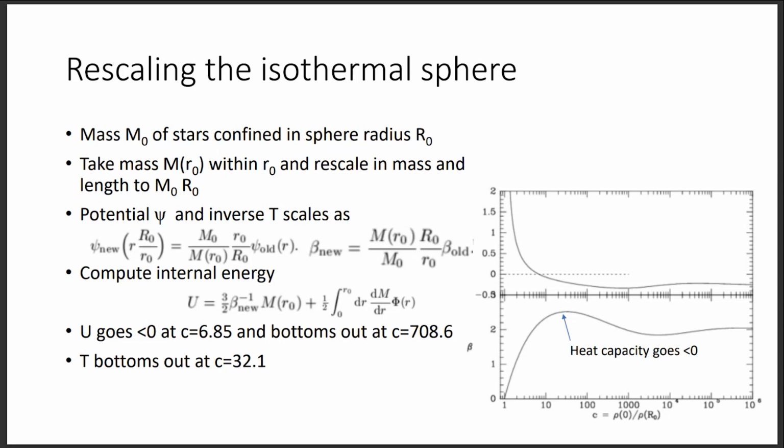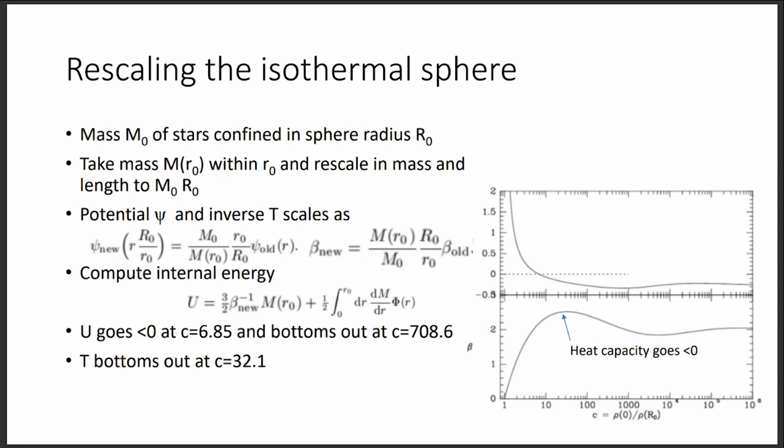So what happens when you do that? So this is okay, and the parameter we're going to use to describe these objects. I've got a 1-parameter family of isothermal spheres. They're all sitting inside a sphere of radius big R0. They all have a mass of big M0.